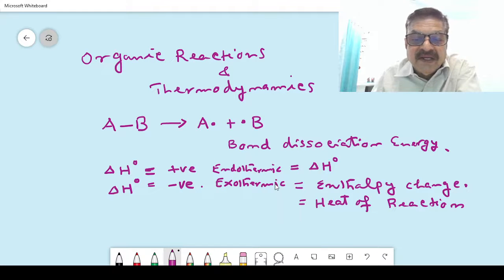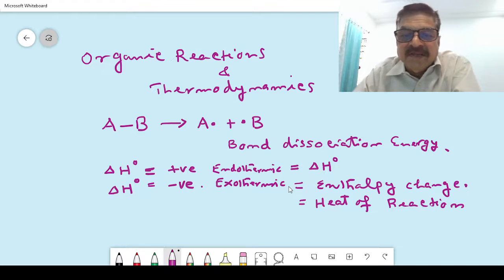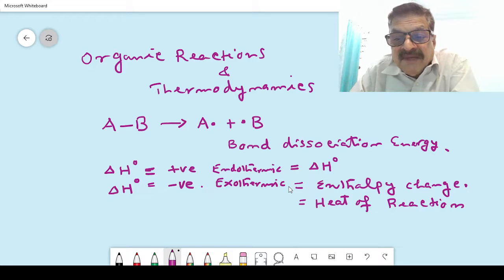In simple terms, delta H is the bond dissociation energy. That is, the AB bond is actually dissociating, it is breaking, and that energy is needed for that. So delta H positive means endothermic reaction, that means energy is to be supplied, and delta H negative is exothermic, energy or heat is released here. This is the enthalpy change or heat of reaction.